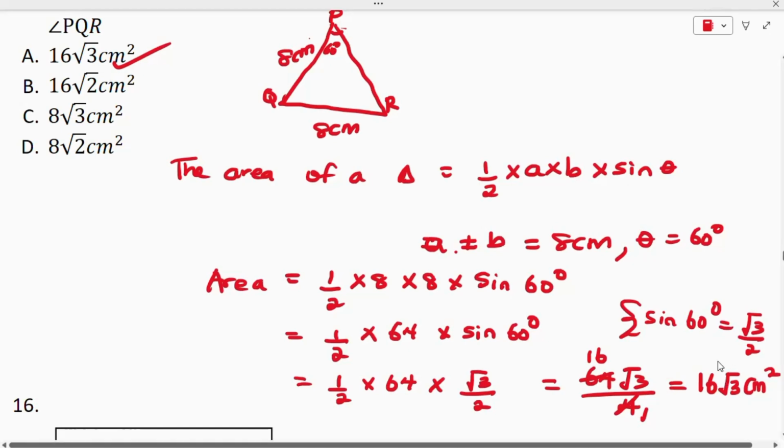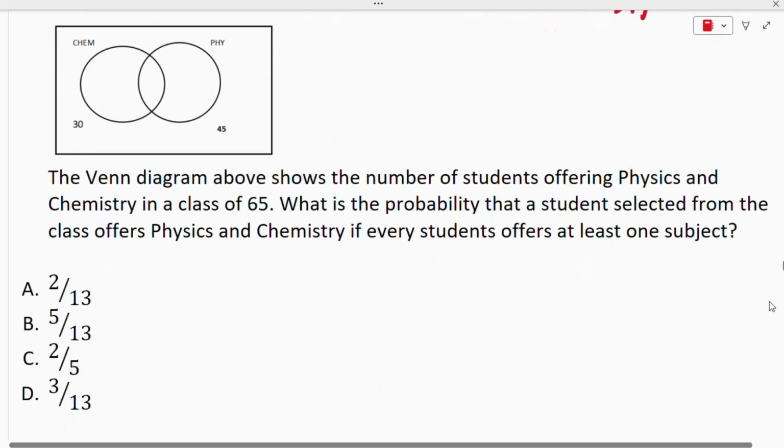So let's go on to question number 16. Question number 16 says the Venn diagram above shows the number of students offering physics and chemistry in a class of 65. From the diagram, we know that 30 students offer chemistry and 45 students offered physics. Now, what is the probability that a student selected from the class offers physics and chemistry if every student offers at least one subject?